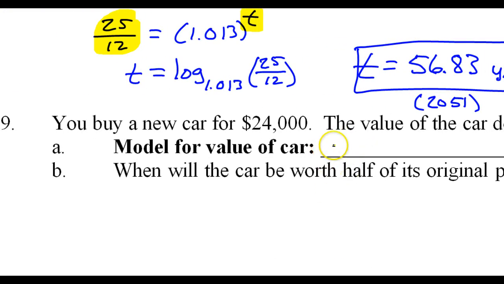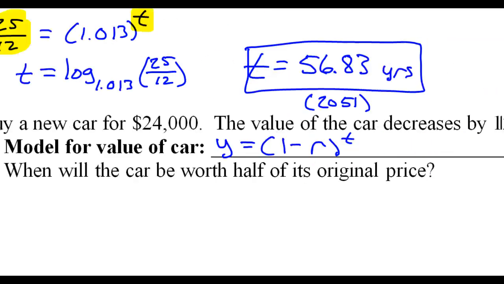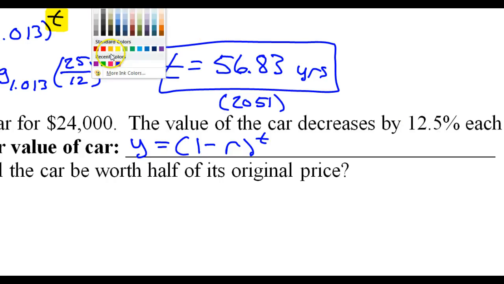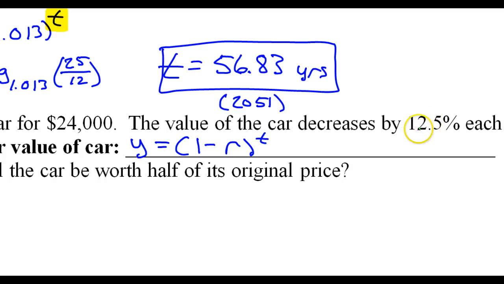Okay, so we are going to use the general decay model. So that's going to be y equals 1 minus the rate to the power of time. The rate is this 12.5%. However, we will move the decimal point twice, so as a decimal that'll be 0.125.